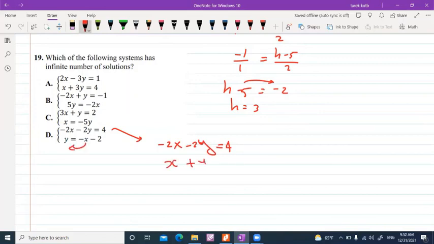You can discover that this equation is multiplied by negative 2, all of it multiplied by negative 2. So it's the same equation, but multiplied by negative 2. That means it is the same line. Since it is the same line, it has many solutions, an infinite number of solutions. So the answer is D.